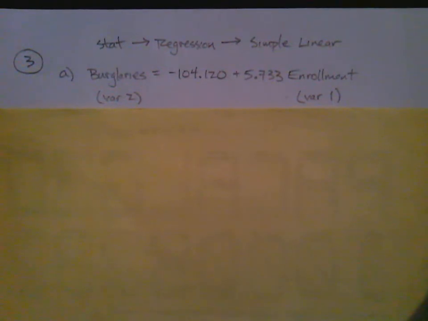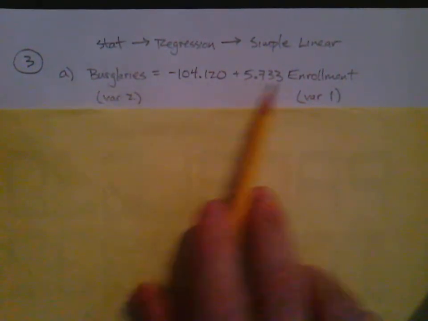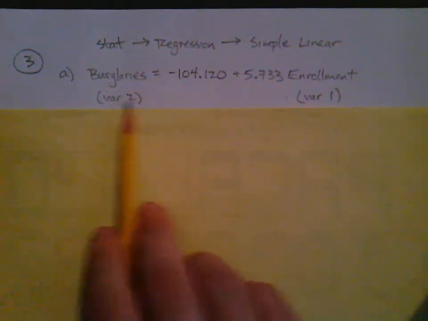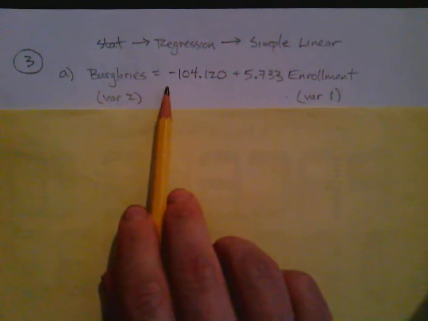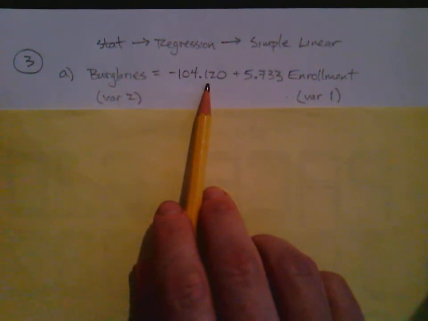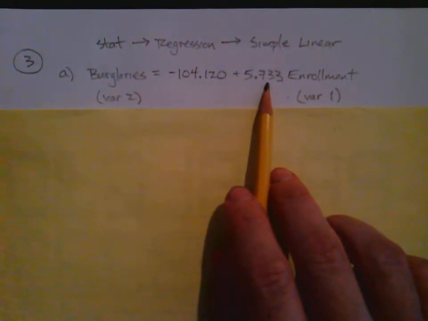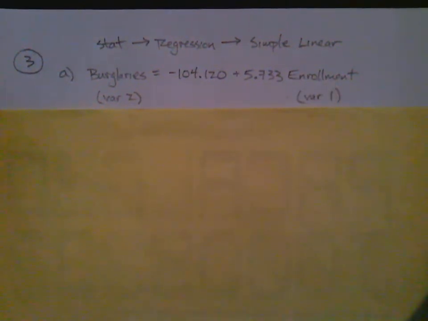You see there about the 3rd line down, and it'd be nice if I could show you up on the big screen in the classroom and highlight it, but okay, I think you get it. So about the 3rd line down, you should see this. So you might have variable 2 here, variable 1 here if you did not change the names. I did change the names, so I see burglaries equals negative 104.120 plus 5.733 multiplied by the enrollment. And that's it. That's our linear regression equation.